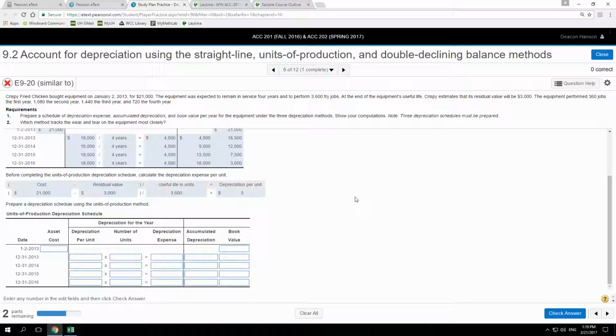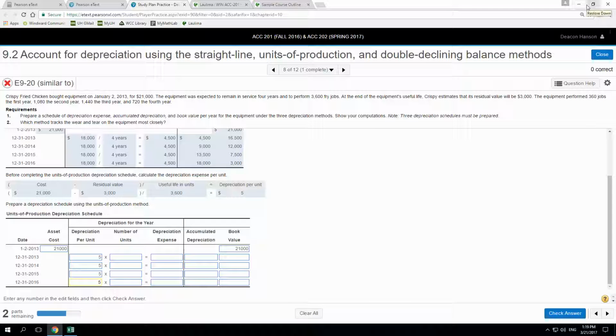Okay. Now when I build my schedule, I'm still going to list my asset's cost of 21,000. And at the beginning, the book value is still 21,000. We haven't accumulated any depreciation, so we don't have anything to subtract from the cost to arrive at the book value. It's basically cost minus 0 accumulated depreciation, which gives me a book value of 21,000. Now, we figured that we're going to be at $5 per unit, so that's going to be the same all the way down in depreciation expense, $5 per unit.